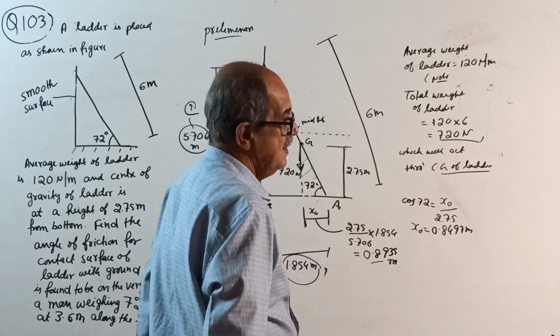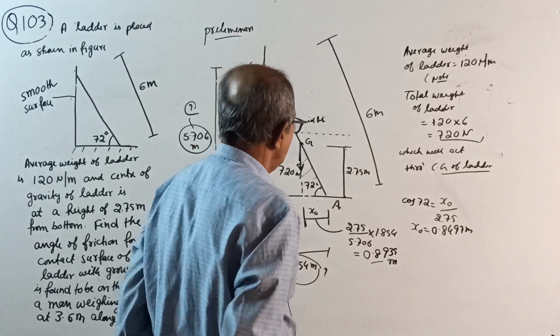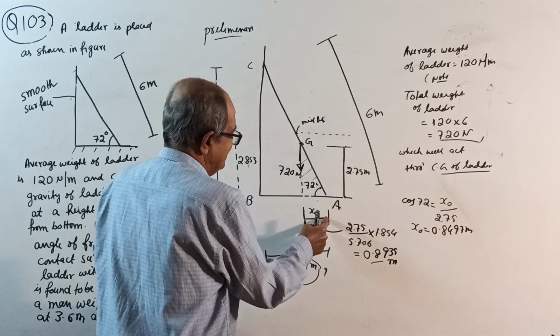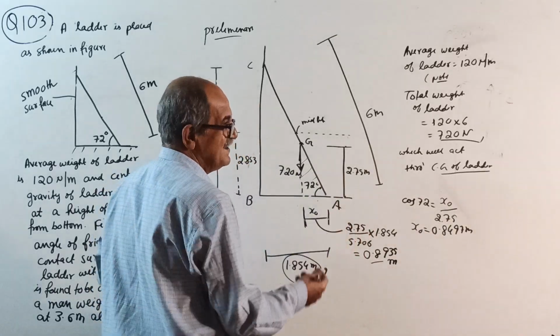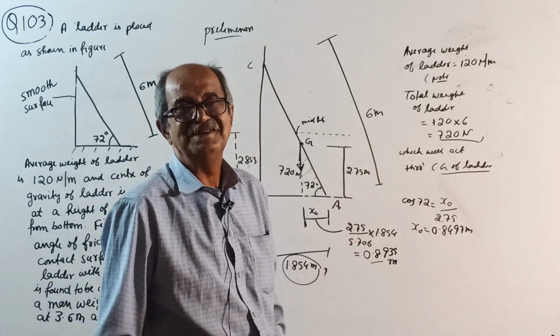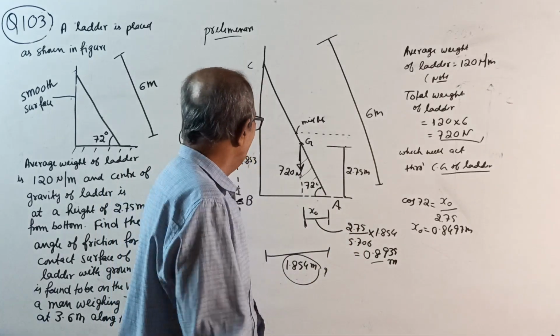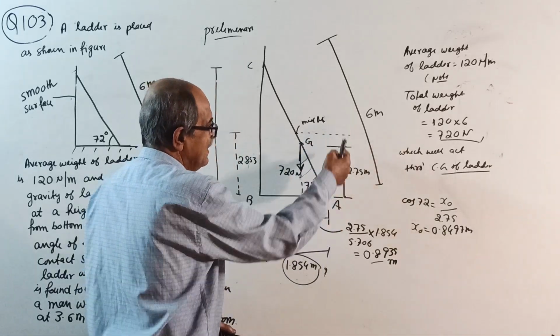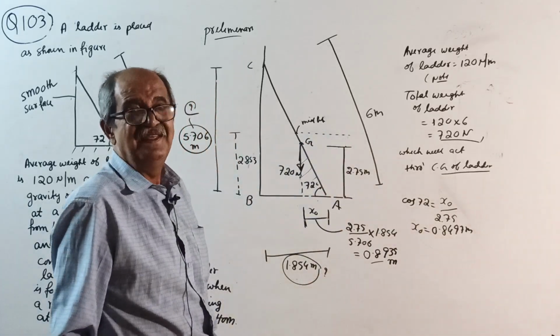Oh, no. See, cos 72 is not x naught by 2.75. If you want to connect these two, you should go for what? See, sometimes it happens. I was wondering because I was under the impression this was the inclined length. It is a vertical length. See, okay, these things happen.